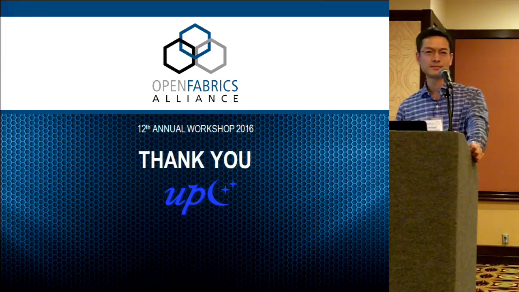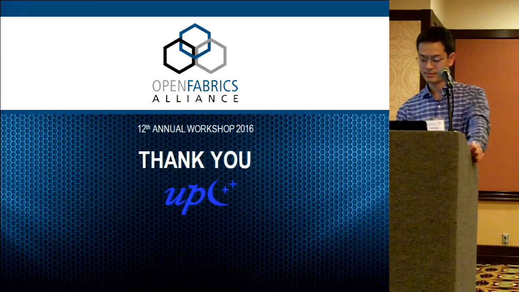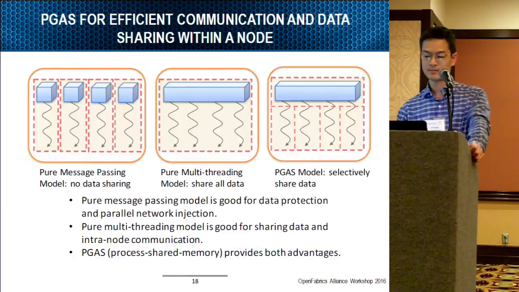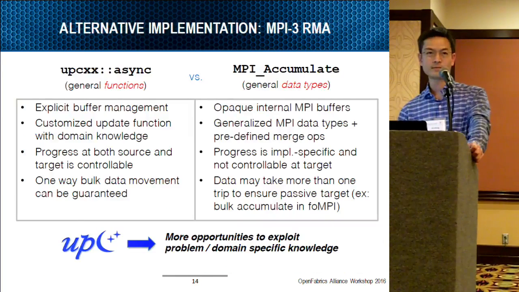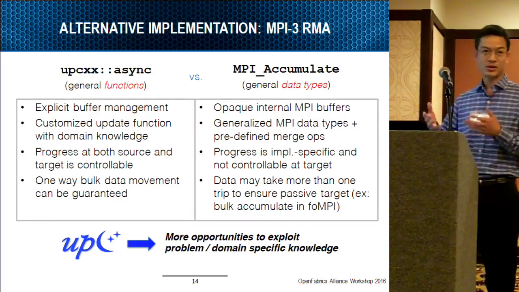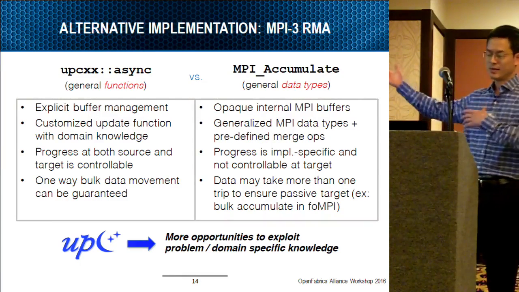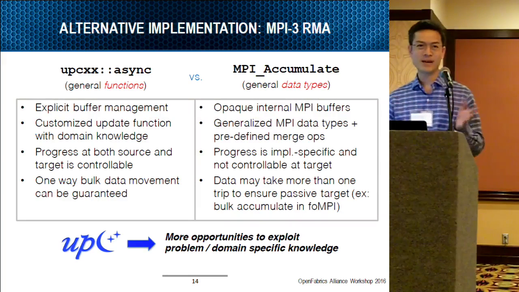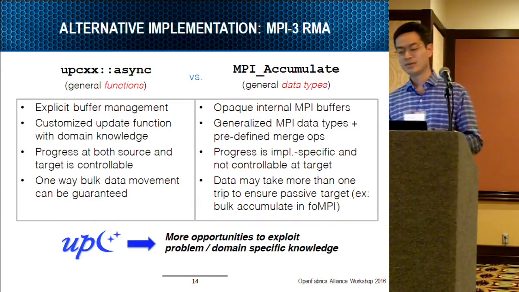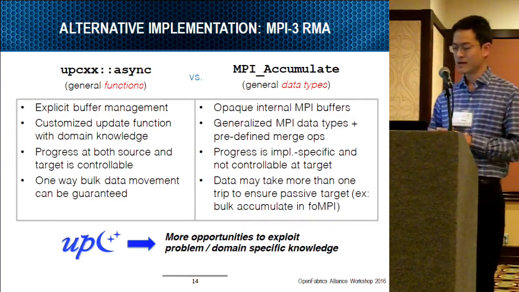In the slide where you compare async with MPI accumulate, you mentioned that MPI accumulate may require multiple round trips, right? Yeah. Could you explain why that is? Well, of course, this depends on specific implementations. This depends on an implementation called foMPI, fast one-sided, published by Torsten Hoefler at SC13.